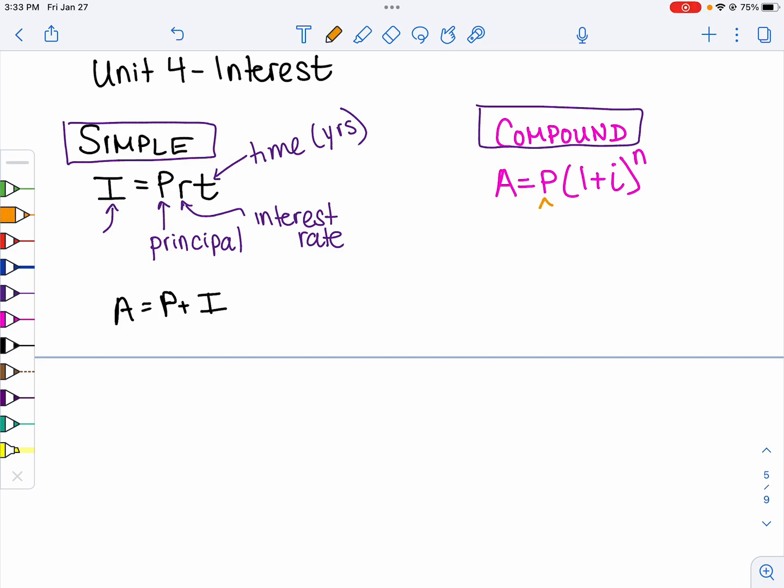Then compound interest, P still stands for principal, same thing. That's just the number 1. The I is going to be your interest rate divided by your compounding period. So rate divided by number of times it compounds.